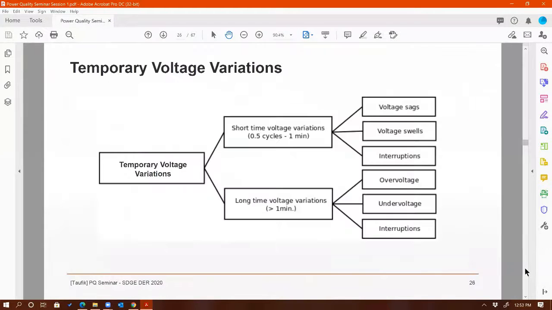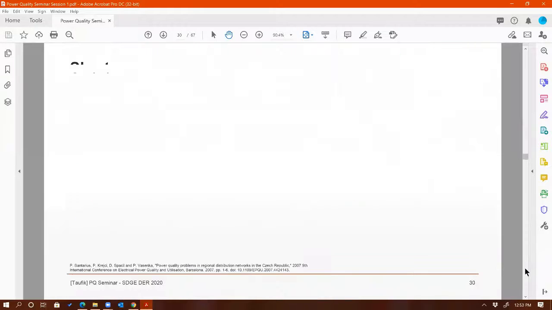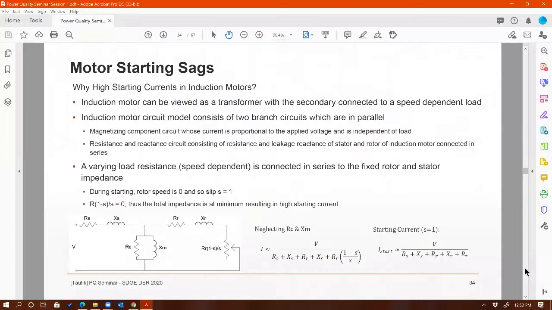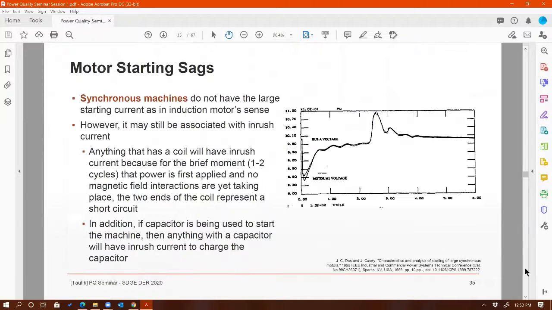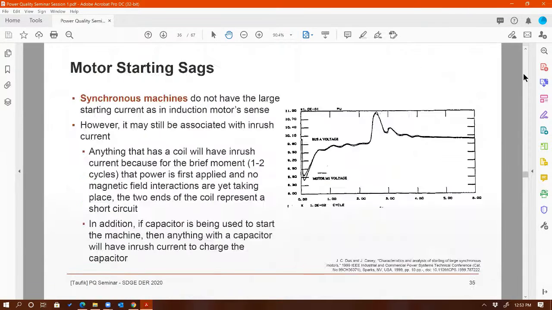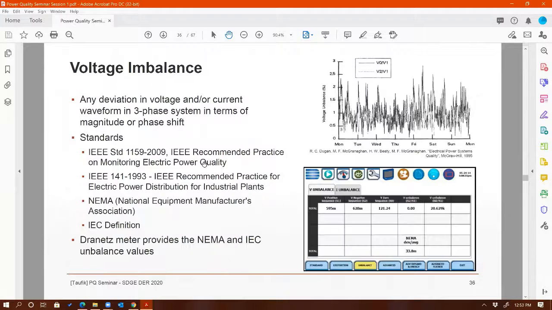Transients. I'm giving seminars on power quality to utility companies, PG&E and SDG&E. This one is for SDG&E. So voltage imbalance, yeah, right here.